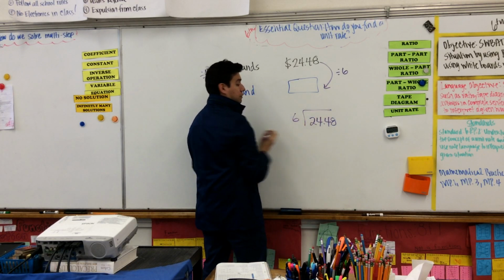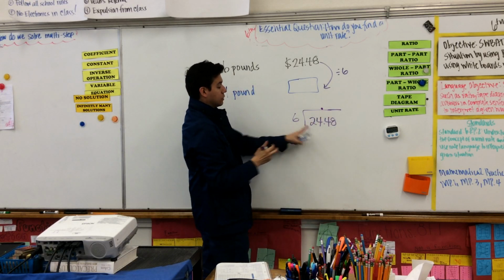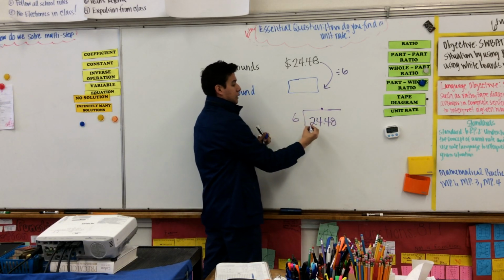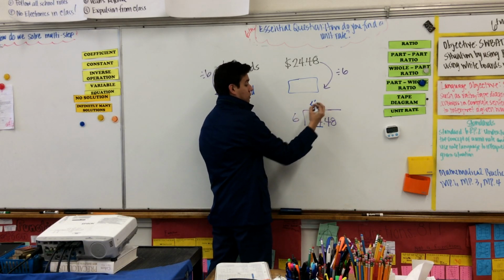That will be your divisor. Shoot up that decimal at the top. There it is. 6 goes into 2, 0 times. Let's keep on going. 6 into 24 is 4 times, which is 24.